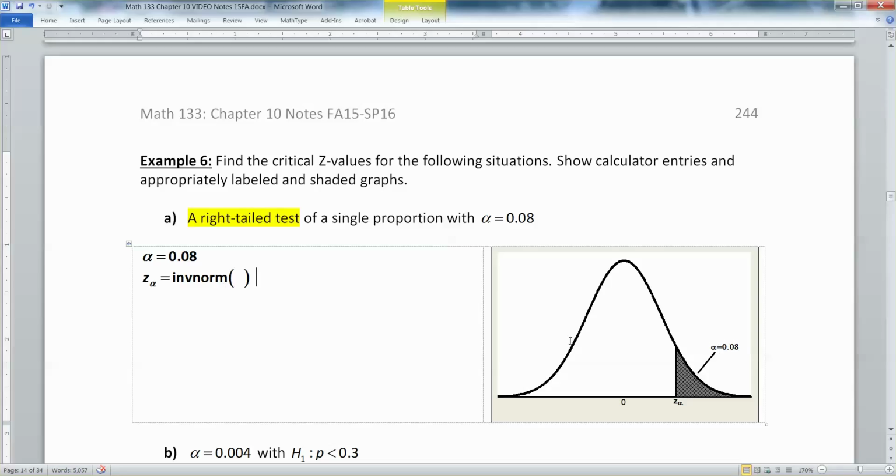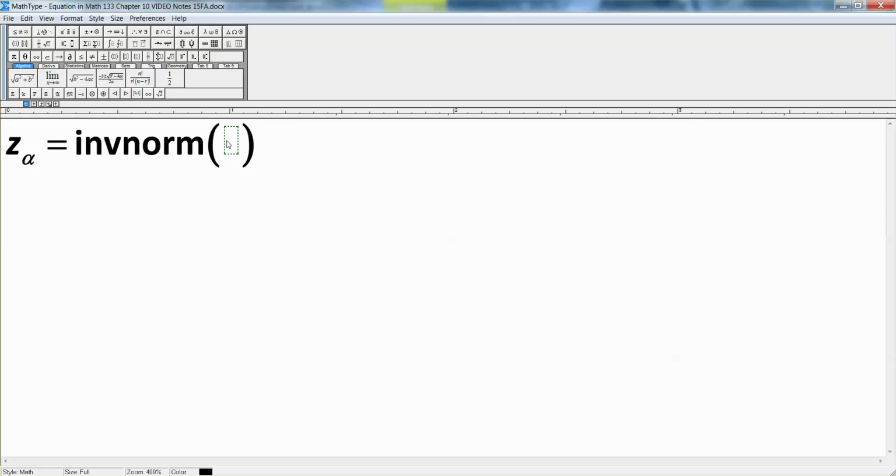So I need the left tail area. But the left tail area would be 0.92. There we can see it. So the area in the right tail is 0.08, so the area in the left tail is 1 minus 0.08. It's that complement rule from chapter 5 again. And that means that's what we're going to put into inverse norm, 0.92, 0, 1.